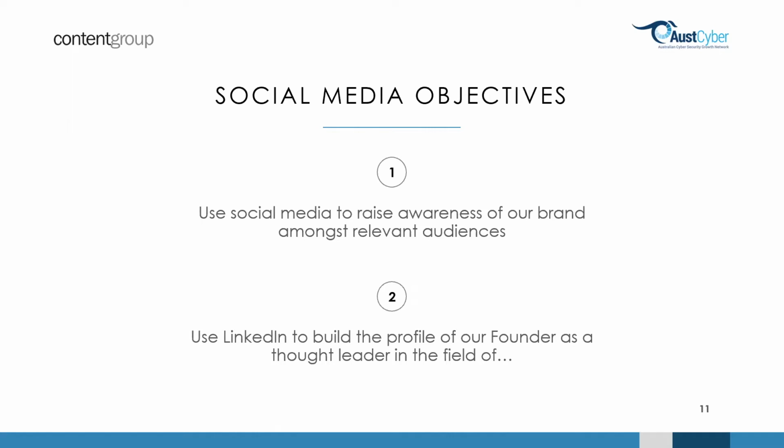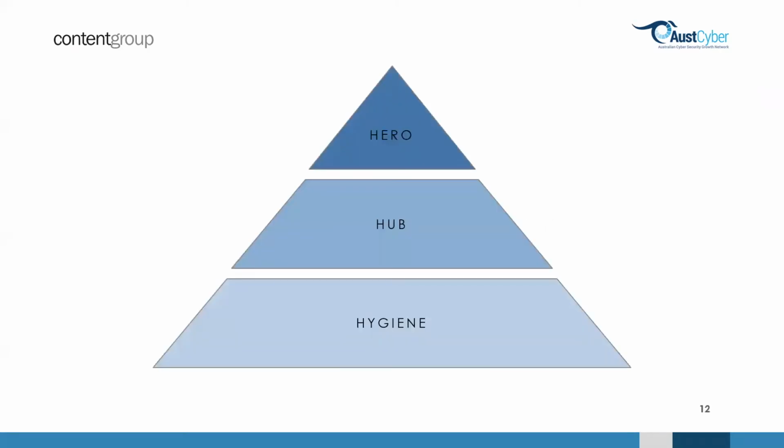When you're setting your objectives, it's individual to your business, but some ideas might be use social media to raise awareness of our brand amongst relevant audiences, or use LinkedIn to build the profile of our founder as a thought leader in the field of XYZ, whatever is relevant to you. So we have thought about our audiences and we've set our objectives. And what I want to show you now are some examples of the different types of posts you can use to actually achieve these objectives.